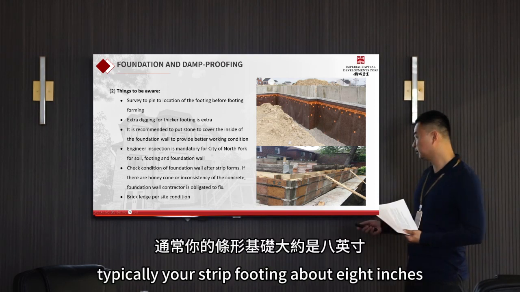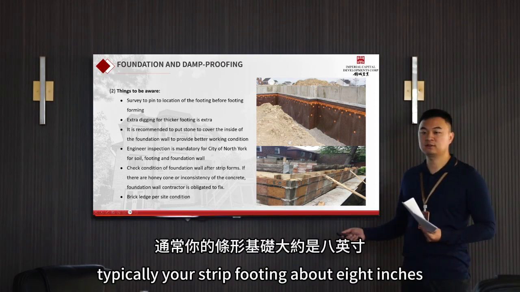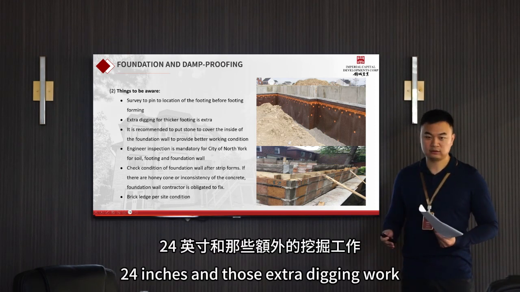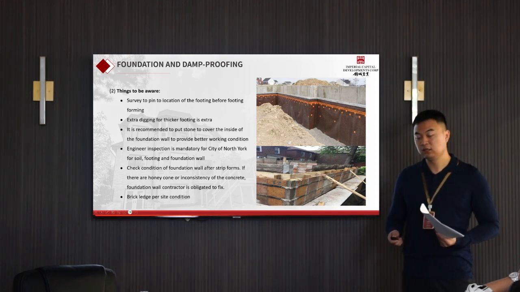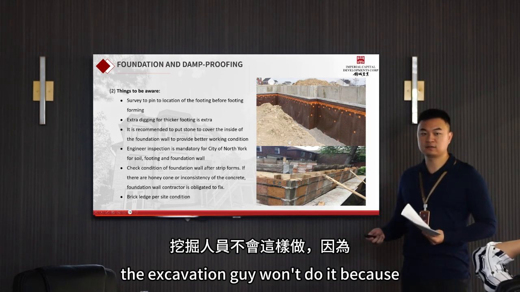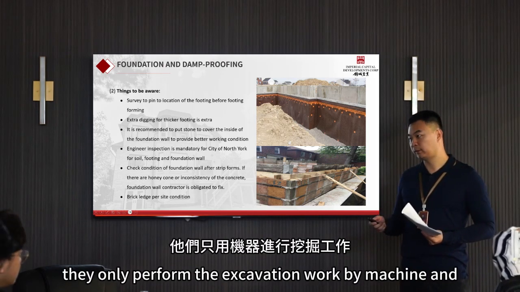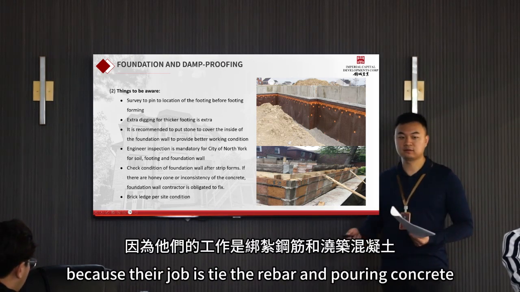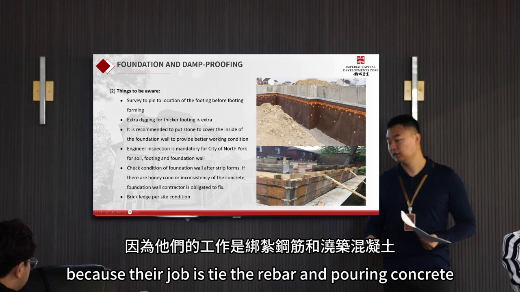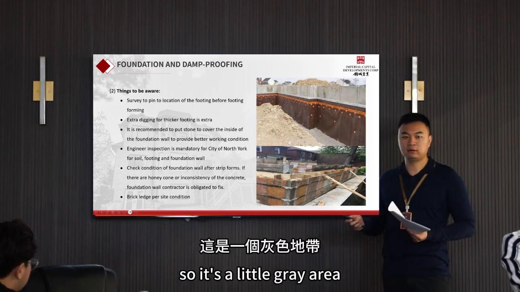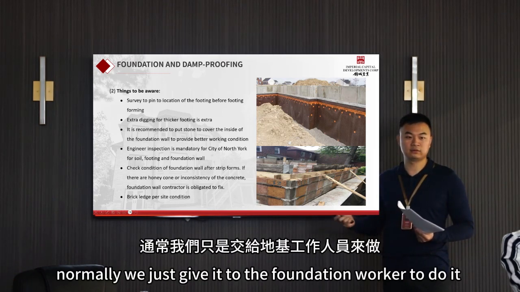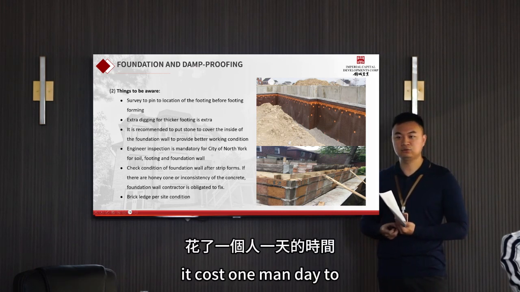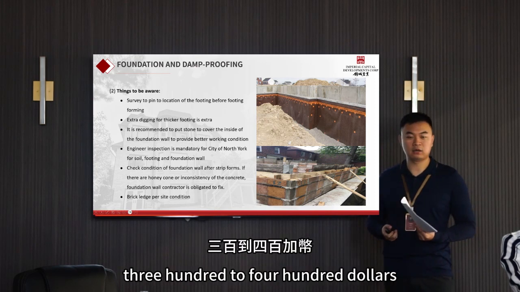For example, typically your strip footing is about 8 inches, and your pad footing is probably between 16 to 24 inches. And for that extra digging work, the excavation guy won't do it because they only perform the excavation work by machine, and your foundation wall guy won't do it because their job is tying rebar and pouring concrete. So it's a little gray area, but normally we just give it to the foundation worker to do. If it takes one man-day to dig these footings, it costs between $300 to $400.